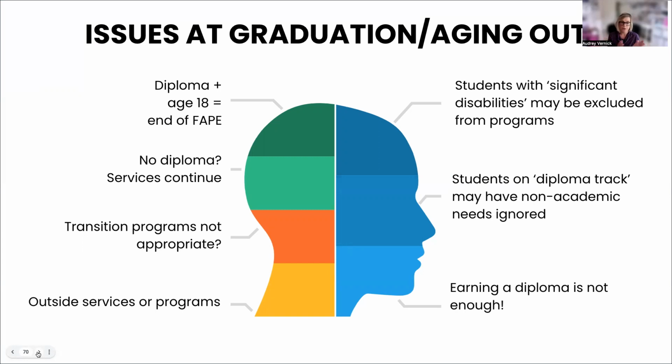If the transition program is not appropriate, you need to find an appropriate transition program or service. If the outside services or programs were not provided, the school district needs to provide that.